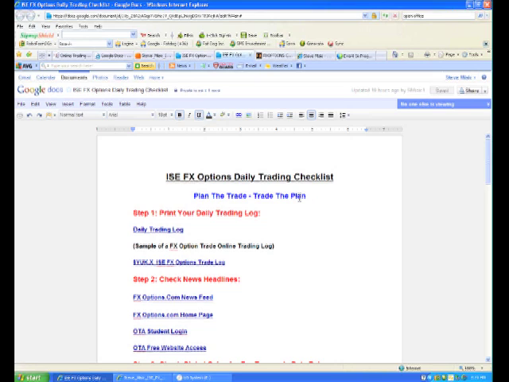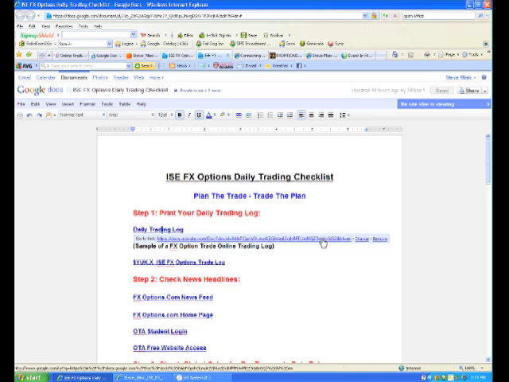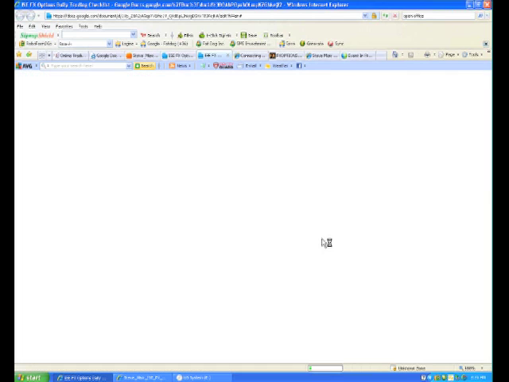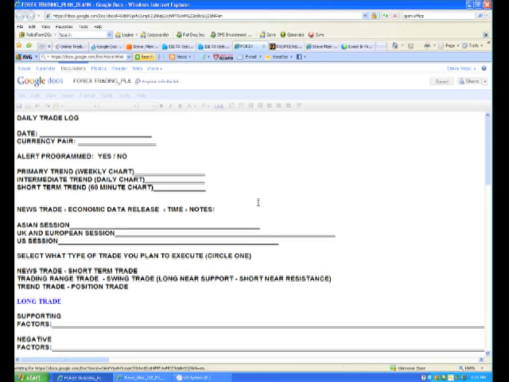So the first thing it says to do is to print your daily trading log. I have a link here, and that link takes me to a Google document, which once I click on it, hopefully all goes well, and it'll pop up to my daily trading log. This is a document that I can print if I like to have my daily trading log on paper. I can have it sitting by my computer as I get prepared.